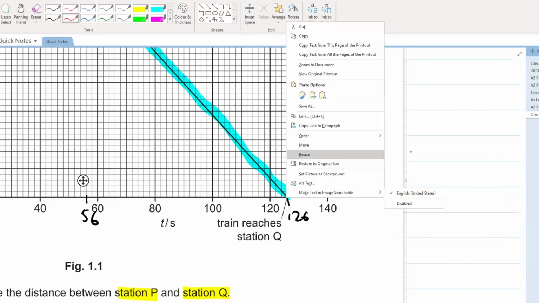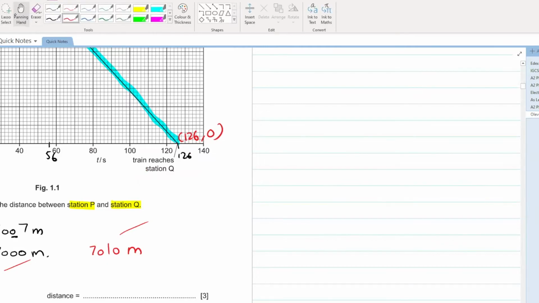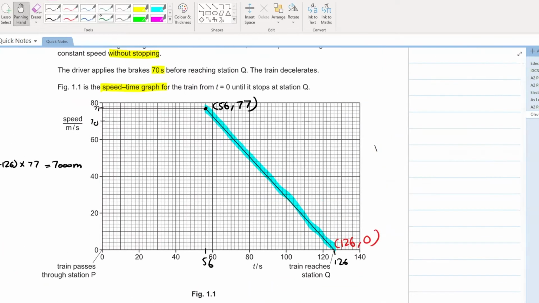One second. This is 126 slash 0. Can you calculate the gradient of this graph? Yes, 0 minus 77 divided by 126 minus 56. What does your answer come out to be? Negative 77 divided by 70.